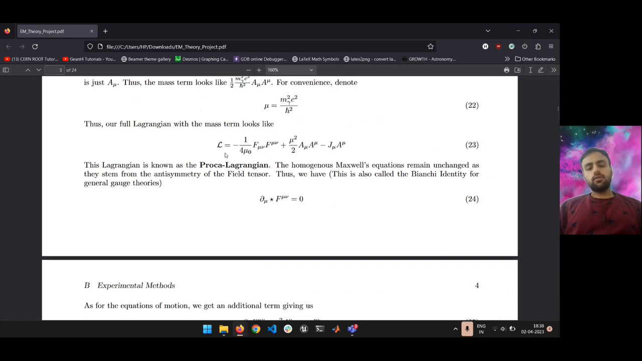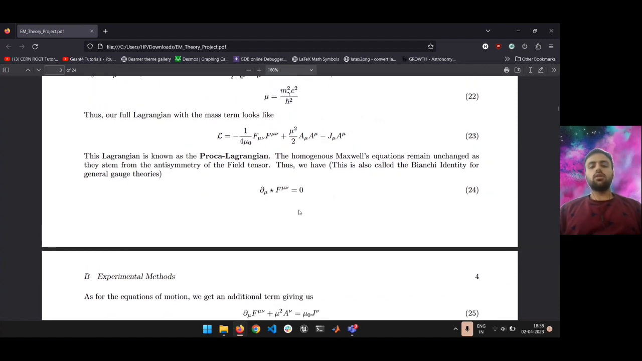Now once we have this, what we try to move on to is the Maxwell's equations. The homogeneous Maxwell's equations remain the same because they only rely on the antisymmetry of the field tensor.